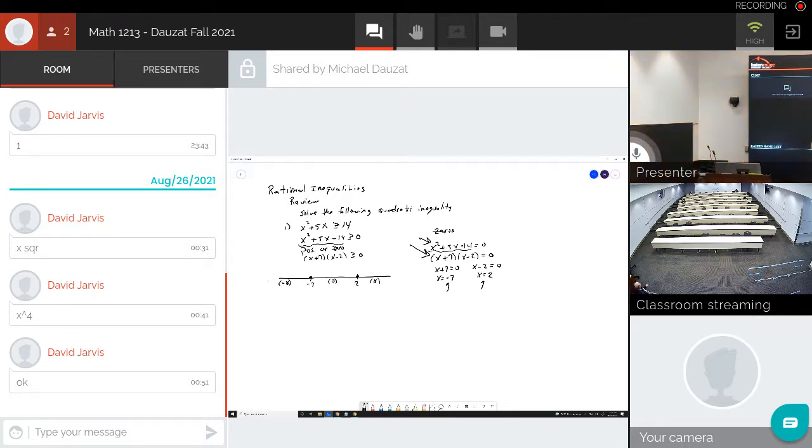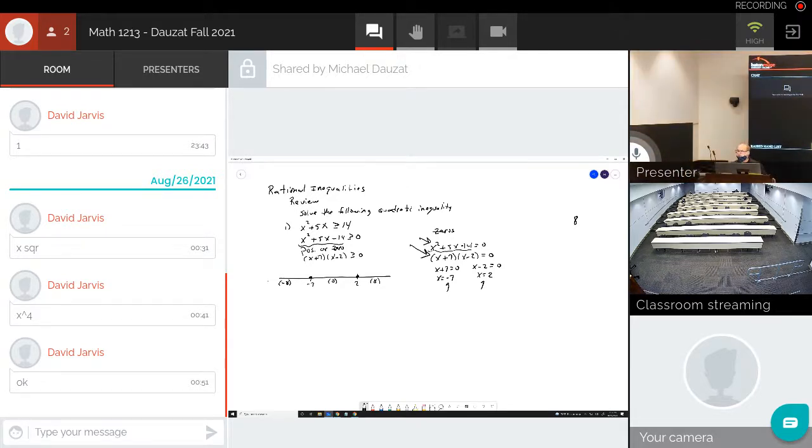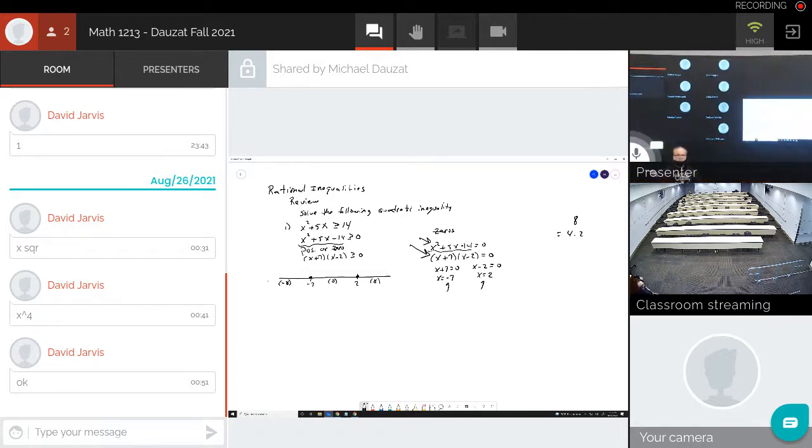Tell me what's in parentheses. That's a factor. X plus 7 is a factor. What is your other factor? X minus 2. That's what factoring is. You're writing as a product of factors. So when you factor a polynomial, what you end up with in parentheses are your factors. It's kind of like saying if I had the number 8 and I wrote 8 as 4 times 2. What that means is that 4 is a factor of 8. 2 is a factor of 8. That's what that means.